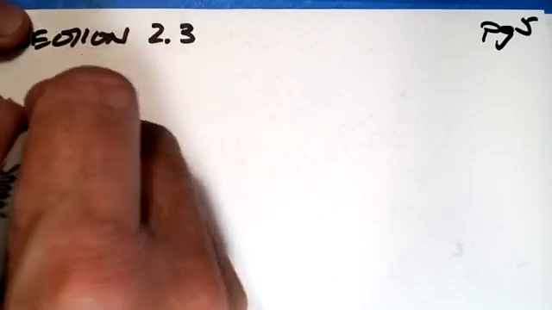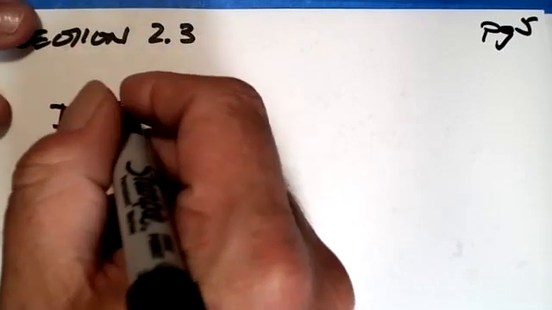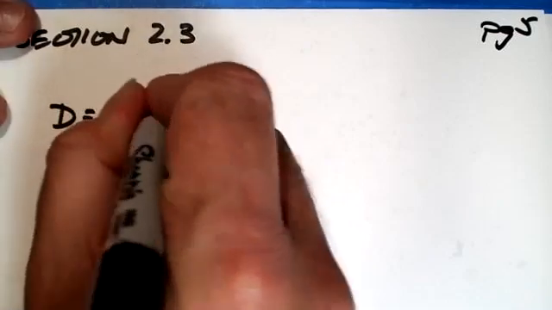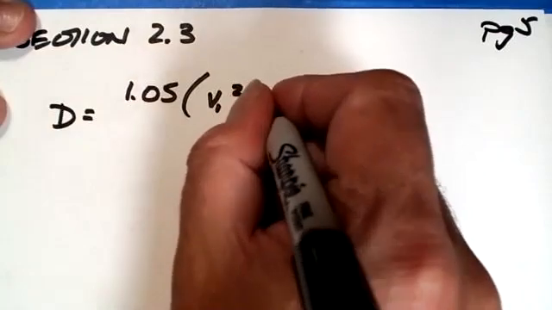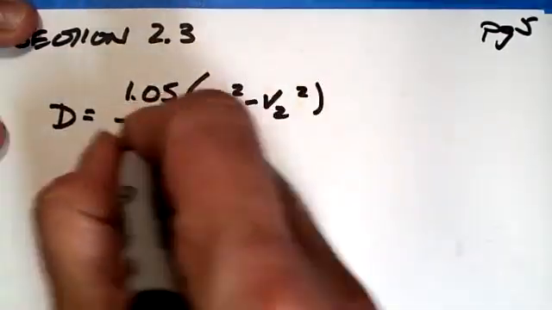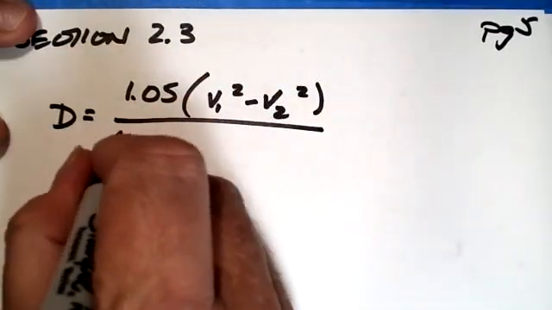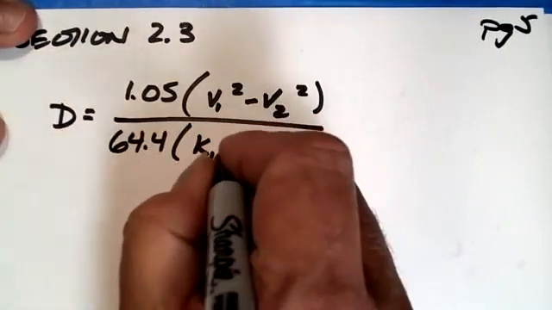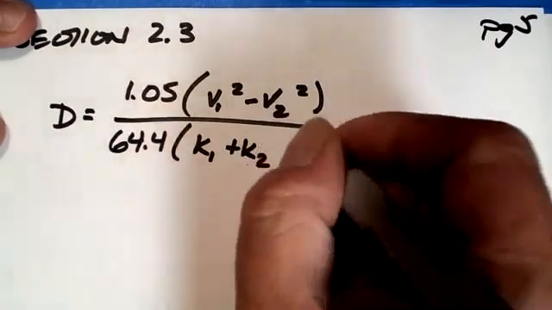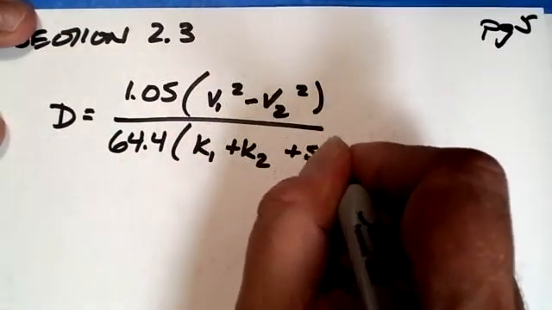You have d equal to 1.05 times the quantity v1 squared minus v2 squared, all over 64.4 times k1 plus k2 plus sine of theta.